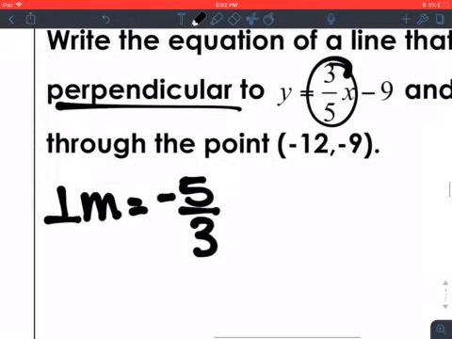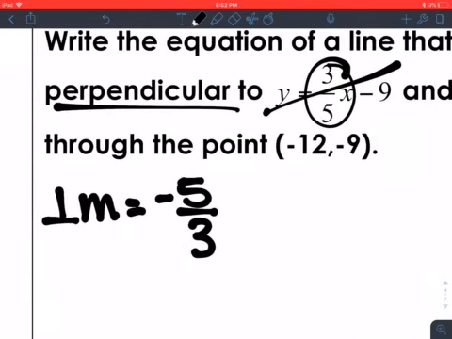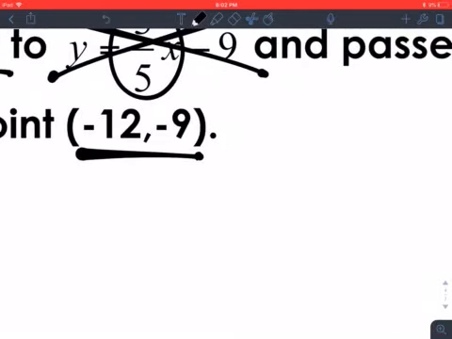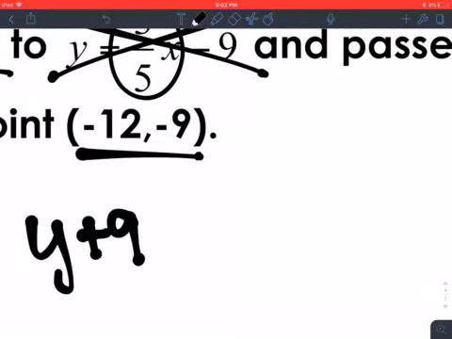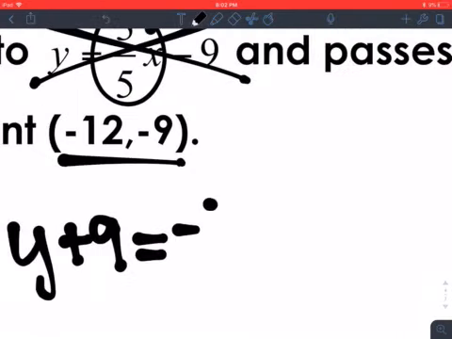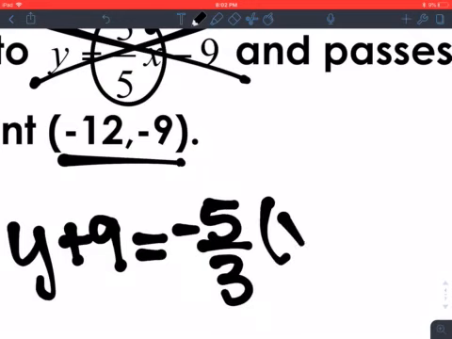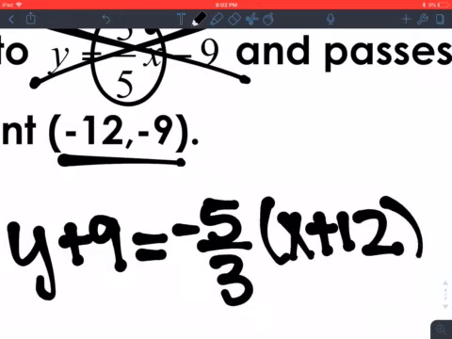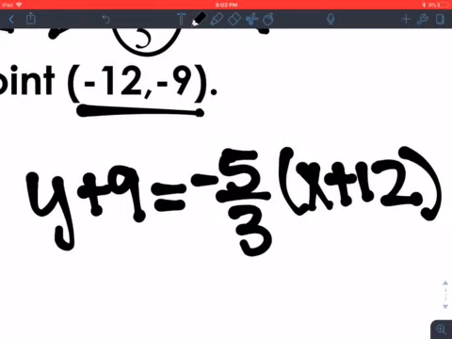And so once I have that, I have my slope. I don't care about that original equation. I have my point. I'm going to plug it into point-slope form. So I have y plus 9 is equal to negative 5 over 3 times x plus 12. Okay? So I look at my diagonals once again. I see that 3 goes into 12, so I'm going to distribute through.